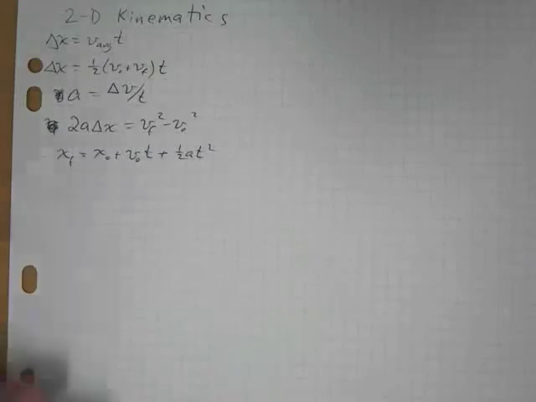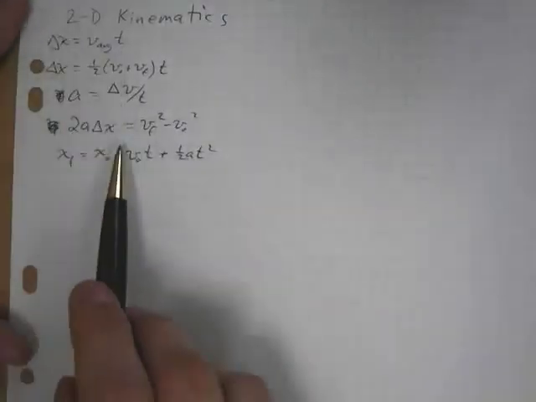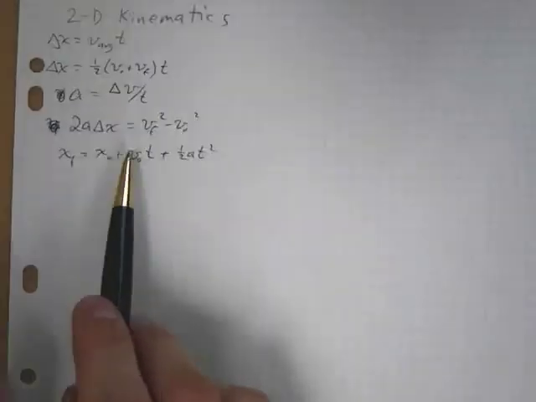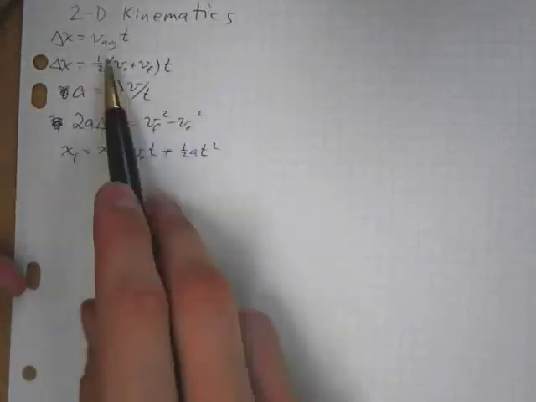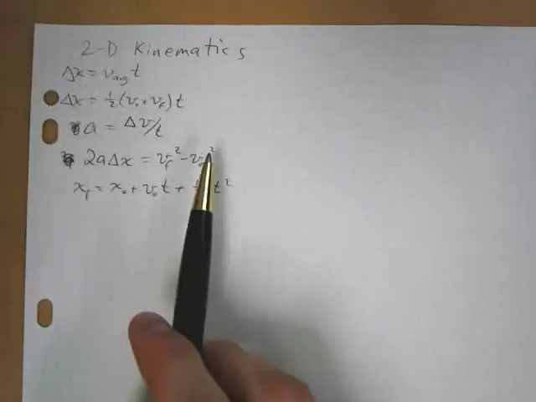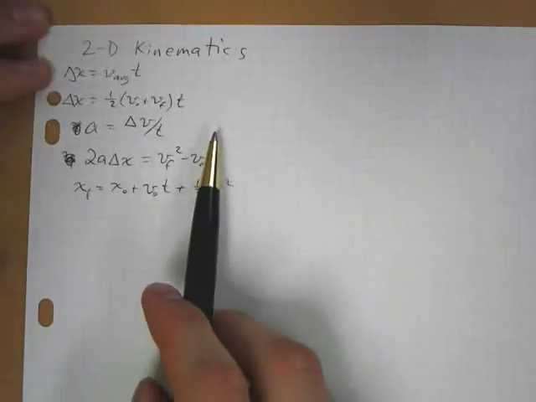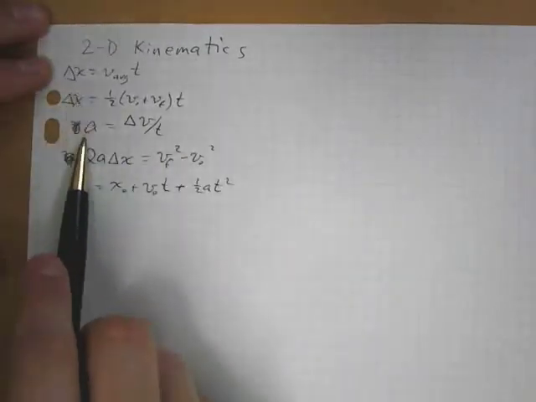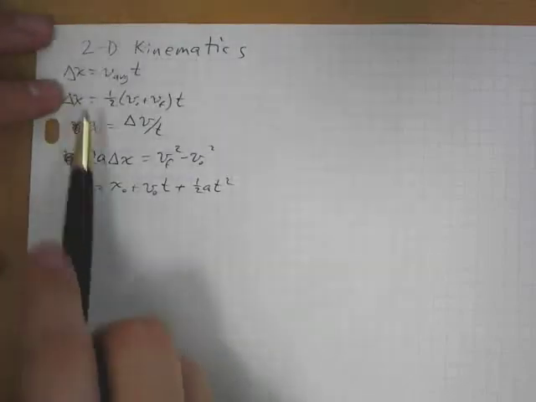When we were doing 1D kinematics, we had all these equations that we could apply as long as acceleration was constant. In 2D kinematics, the same equations apply, and they apply separately to the two directions of motion. So all of these equations apply in both the x direction and the y direction.